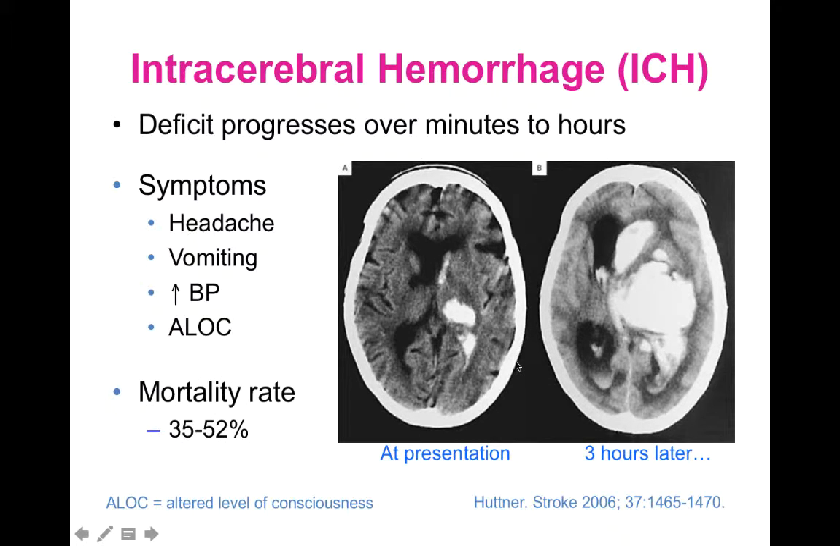The mortality rate, as you can see, is quite high, almost 50% of patients. Of these patients, about half of the deaths will occur within the first 2 days, so it's very rapidly fatal, and it's actually the most fatal form of stroke overall. And of these, 80% of these patients will never regain functional independence. This is a picture on the right here of an intracranial hemorrhage, so you can see it inside the brain here at presentation, and then unfortunately they weren't able to stop the bleed, so 3 hours later the white part is all the blood, so you can see this was a massive stroke.